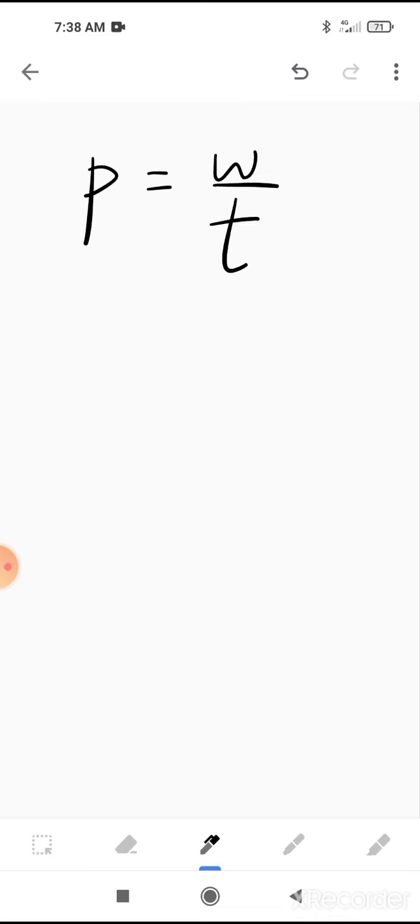Second question, a trolley is pushed along a road with a force of 400 Newton through a distance of 60 meter in 1 minute. Calculate the power developed. Here power formula, work upon time. Work we have to calculate first. Force applied is 400, distance is 60 meters. So force into displacement.